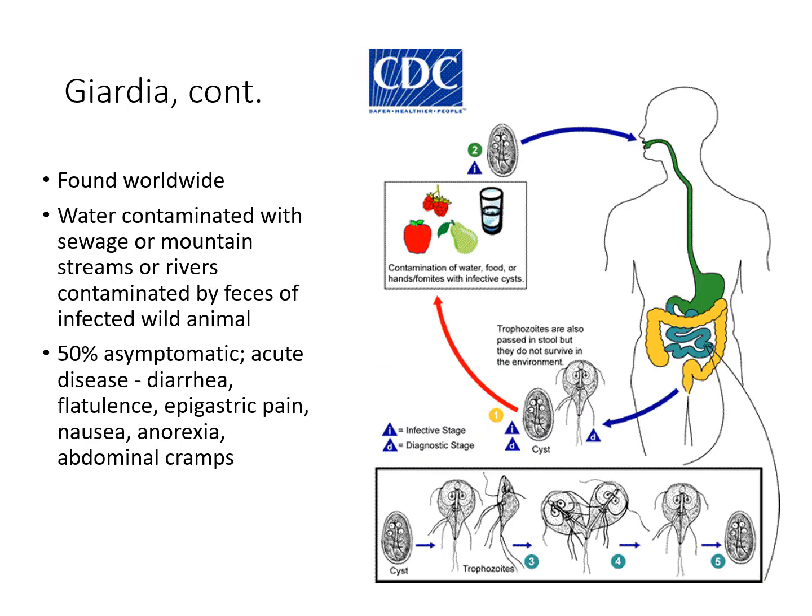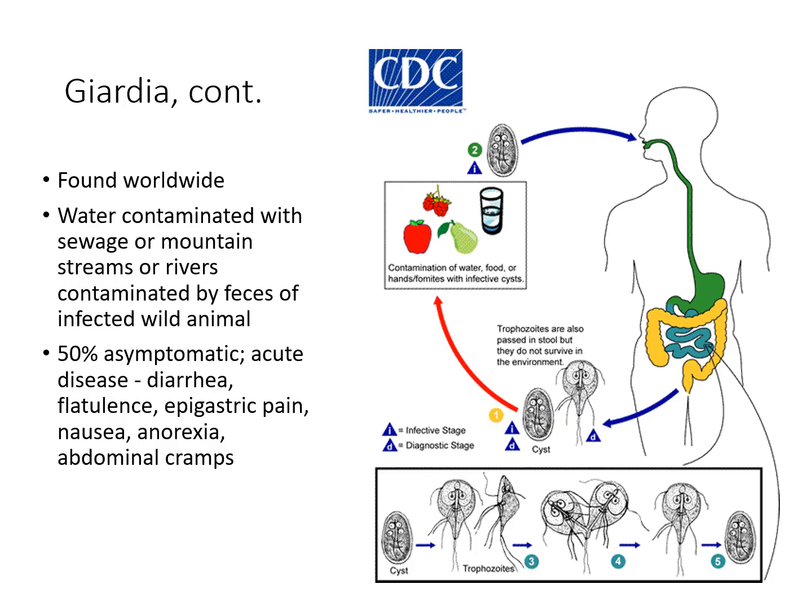Giardia lamblia is found worldwide and is one of the most common intestinal protozoan infections. Transmission typically occurs through ingestion of water contaminated with sewage or by drinking from streams and rivers polluted by the feces of infected wild animals, especially in mountainous or wilderness areas. The infection can affect individuals of all ages and is particularly common among travelers, campers, and children in daycare settings.